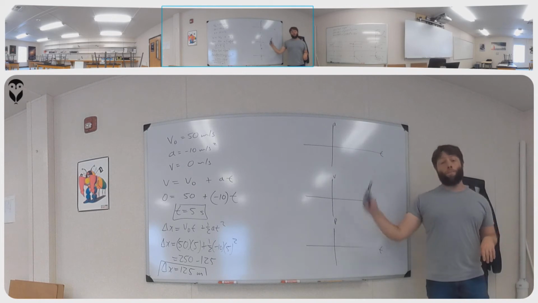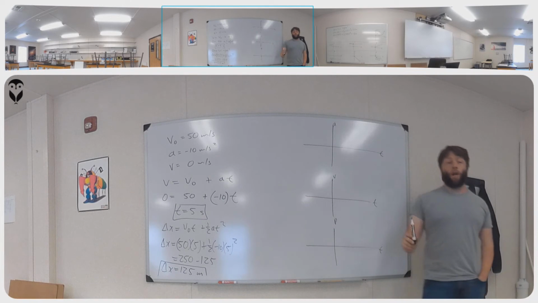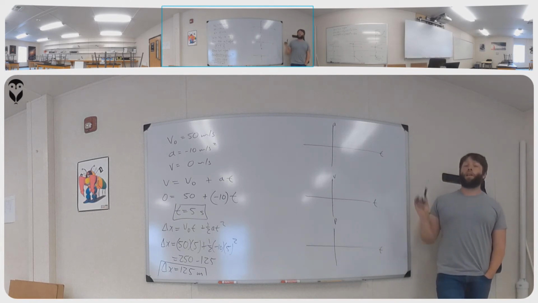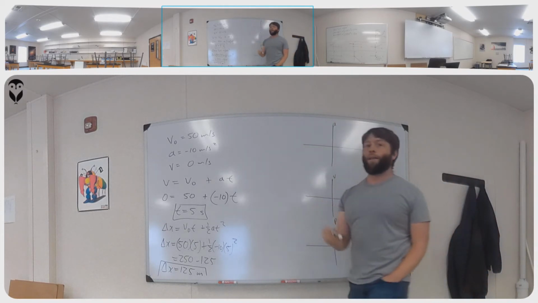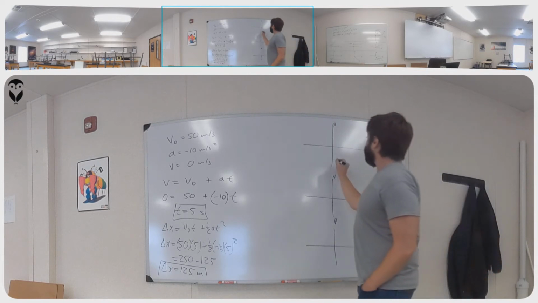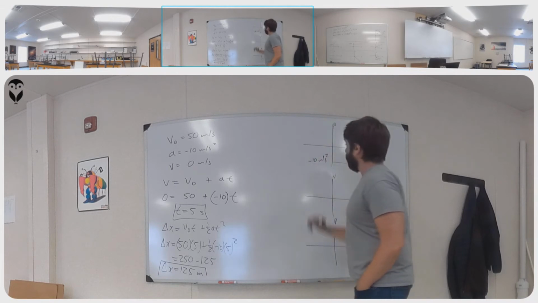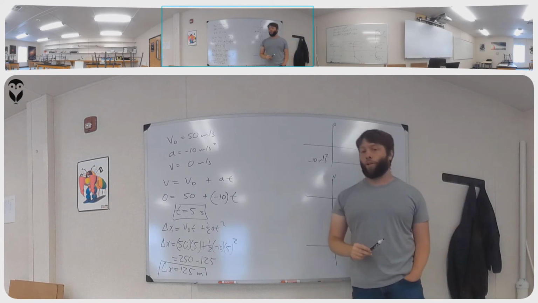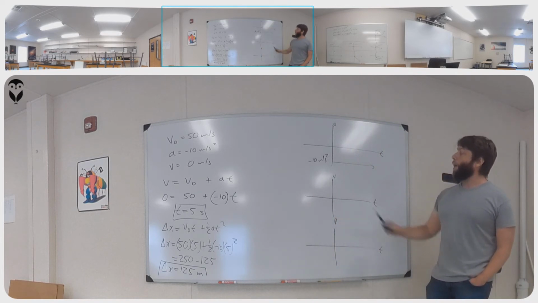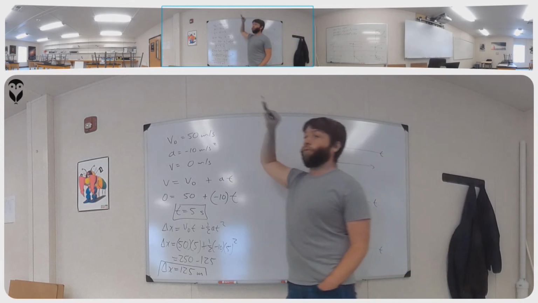The graphs are the hard part, which is why I'm making this video. We're going to start with the acceleration versus time graph. If you remember from lecture, the acceleration graph is always going to be the easiest in this class. Every second, the acceleration is negative 10 meters per second squared. So the acceleration is a horizontal line of negative 10 meters per second squared every second. That's good, okay?